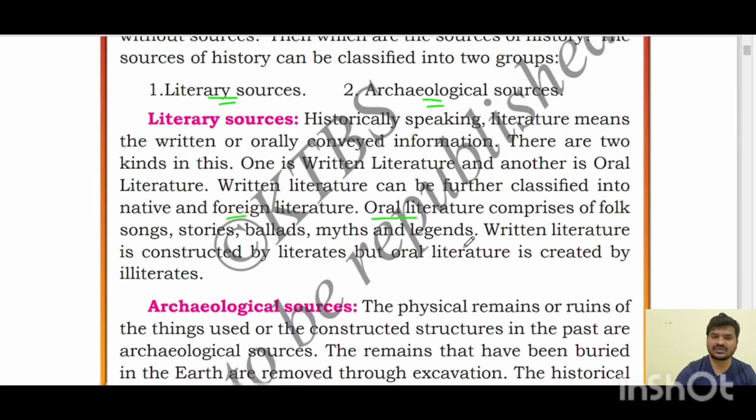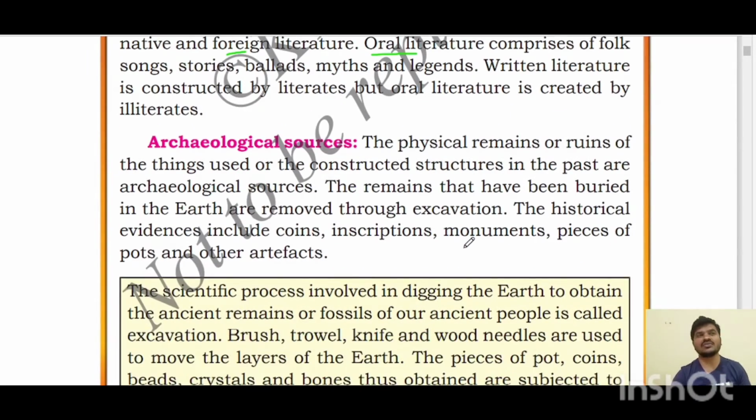Now come to archaeological sources. Archaeological sources are things we can touch, and these include coins. With coins, for example, if the Gupta is within India, but we get a Gupta coin outside India, somewhere in Greece or Egypt, then we conclude that the Guptas had trade relations with Greece or Egypt. So coins play a very important role; they tell us the extent of the kingdom and also its trade relations with foreigners.